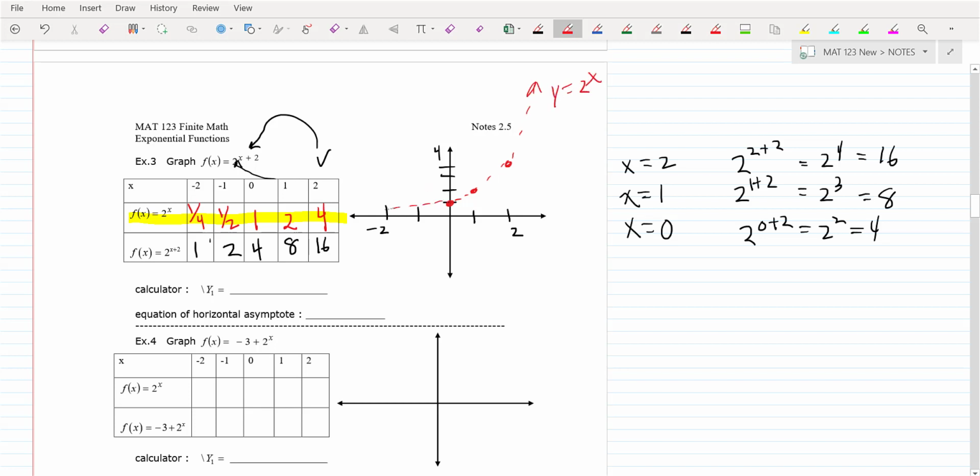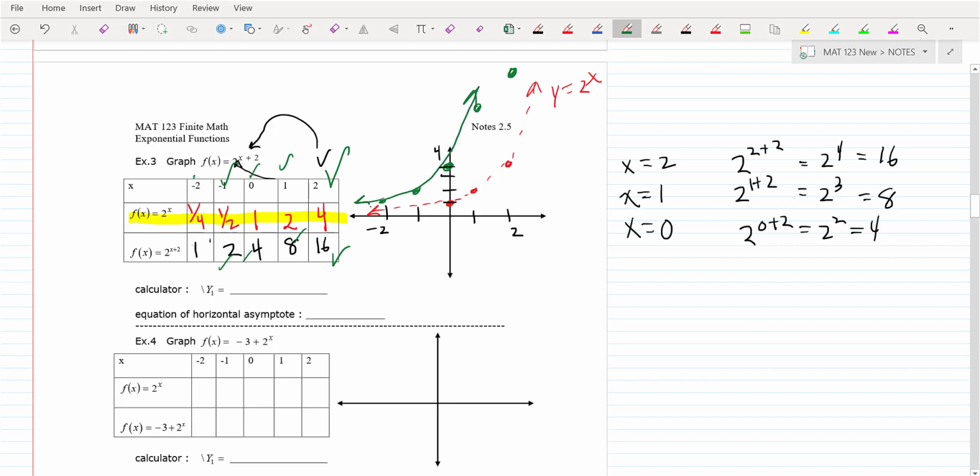Okay, now I just want you to see if this rings a bell with you here. If we plot the rest of these points, we would have 2, 16, so that would be over 2, just throw a dot way up there. That's good enough. Then we have 1, 8, so that would be over 1, up 8, somewhere in there. And then we have 0, 4, so that would go like that. Then we have negative 1, 2, and negative 2, 1. So this graph would look like this.